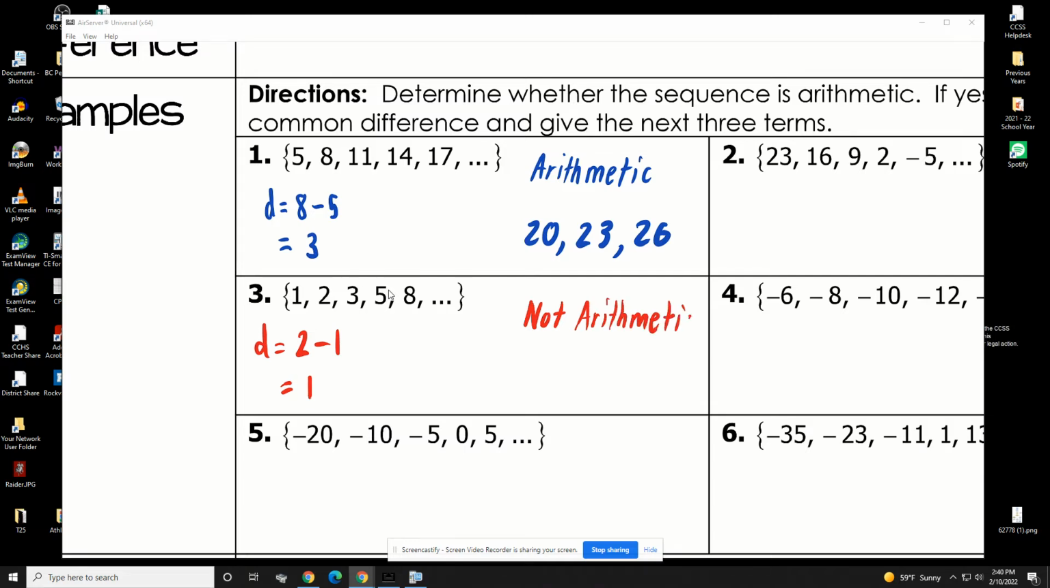Now remember, if it's not arithmetic, does it have a common difference? No, it doesn't have a common difference because it's not arithmetic. It can only have a common difference if it's arithmetic. So this one is not.